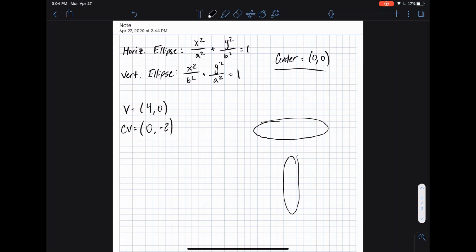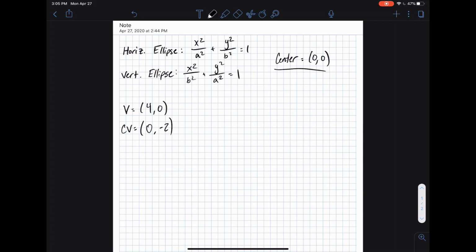There are two axes in an ellipse, the major axis and the minor axis. The major axis is always the longer one. On the horizontal ellipse, the longer axis is horizontal, and the minor axis is vertical, hence why it's called a horizontal ellipse, and it's just flipped around for a vertical ellipse. So just some terms that you should know. A vertex always lies on the major axis, and the co-vertex always lies on the minor axis.